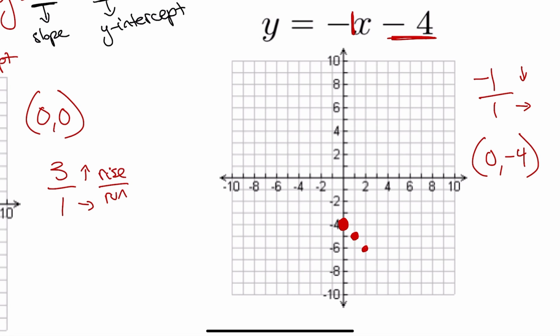All right, so now I have 3 points. Drawing a line. Ooh, that is not a good line, Miss Fields. Gracious. Do that again. Yeah, it's better.